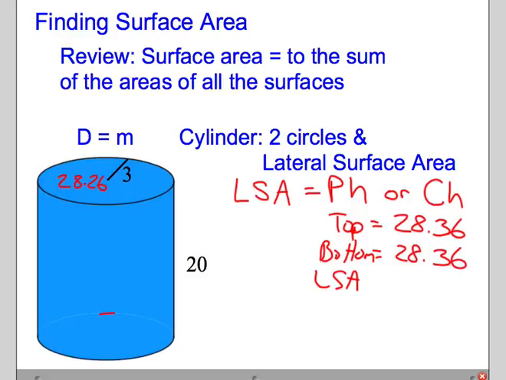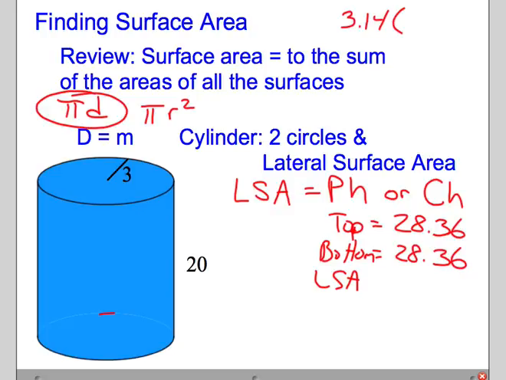Just the lateral surface area. Lateral surface area, we've written down here, circumference times height, so I need to find the circumference of this circle. Which one is circumference? Pi d. So I'm going to take this up here, 3.14, and the diameter of my circle, Kate, is what?